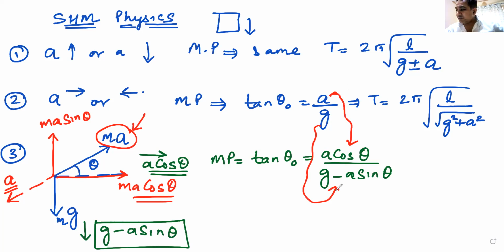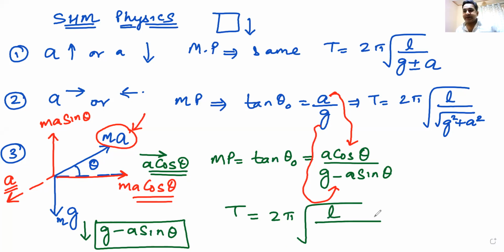Now, if you have understood this, please tell me, what will be the time period of this? 2 pi is there already. Root over L is there already. What will be coming in the denominator? I'm looking for the answer of the denominator only.